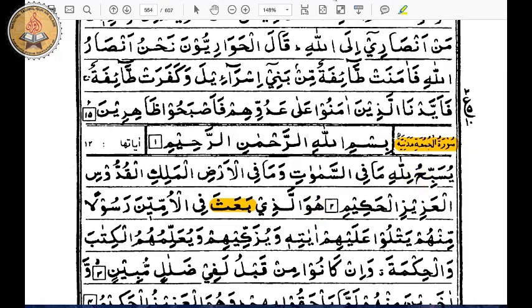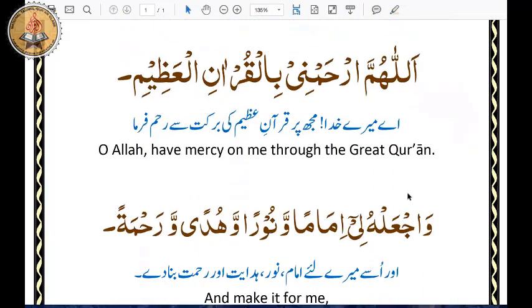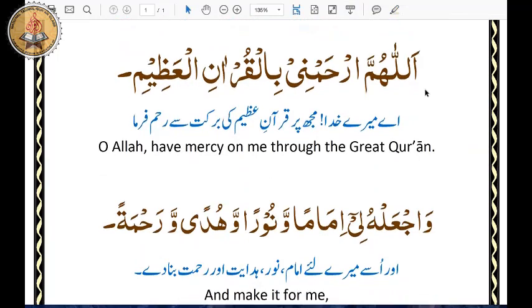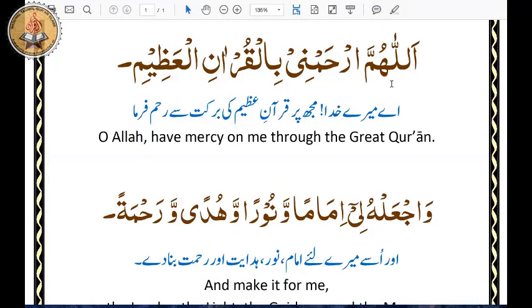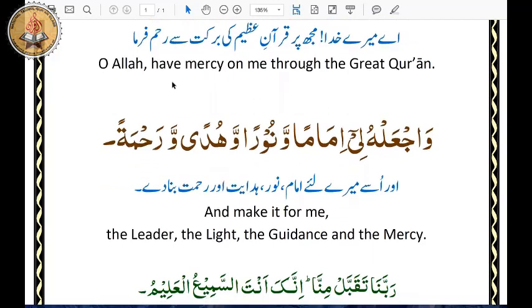Assalamu alaikum. N6127. Assalamu alaikum. Wa alaikum assalam. Could you please read the final prayer? Okay. Bismillahirrahmanirrahim. Allahumma arhamni bil Qur'anil azim waj'alhu li imaman wa nuran wa hudan wa rahmah. Jazakallah. Very well read. And the translation, please.